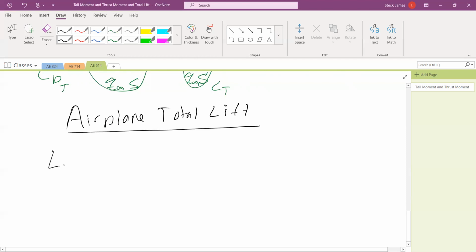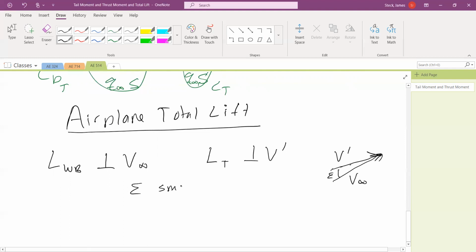So the first thing we need to remember is the lift of the wing body acts perpendicular to V infinity, and the lift of the tail acts perpendicular to V prime. Remember, we had V infinity coming in, and then the downwash at the tail reduced that angle by a downwash angle epsilon to V prime. But we've been assuming that a lot of these angles are small, so we're going to say epsilon is small, so that the lift of the wing body and the lift of the tail can just be added together. So that's easy.